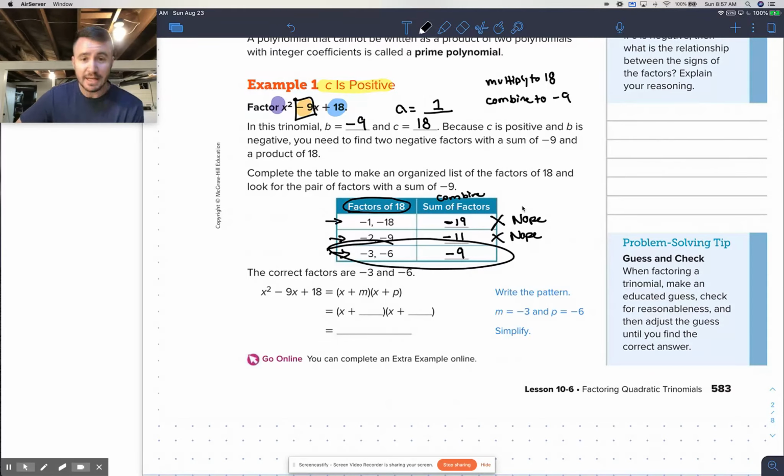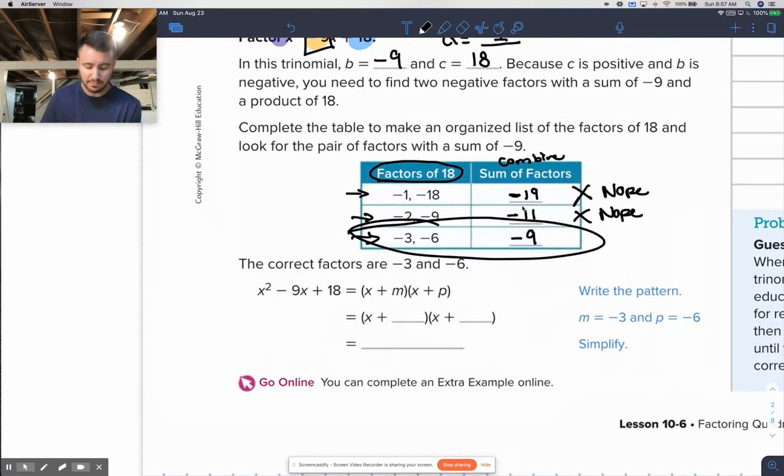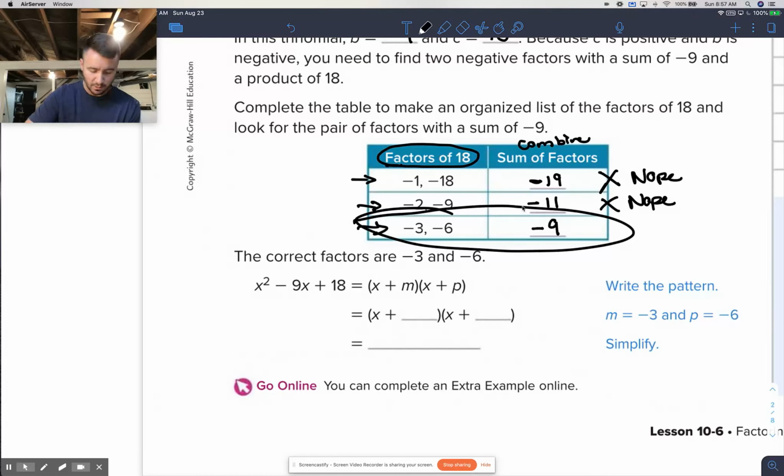So the correct factors are -3 and -6. And so when you multiply those together, that's our winning combination. So they're basically saying, well, how do you take that then and insert it into the equation? Well, once again, if we take this trinomial and we break it up, we're looking for the m and the p. They're just filling in the blank. We know it's a -3 and a -6.